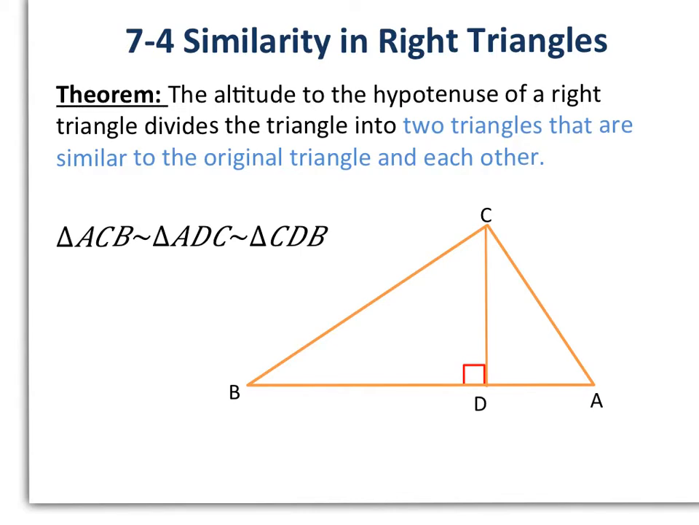First triangle, triangle ACB, is the entire large triangle. So we have one large triangle. Its right angle is up at angle C. We then have triangle ADC, so we have a small triangle on the right, and its right angle is at angle D. It's angle ADC. And then we have a medium-sized triangle, triangle CDB, where its right angle is at D, angle CDB.